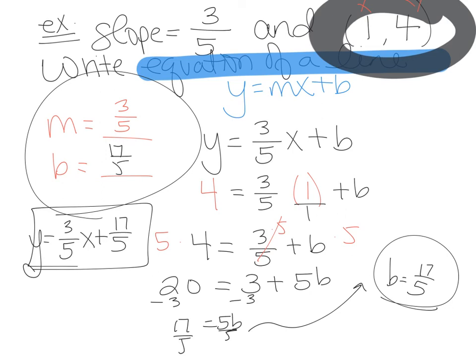Okay. Hopefully this is making some sense. Keep in mind, whenever you see the words equation of a line, y equals mx plus b, you need to know m and b in order to write your equation. And last but not least, remember, yes, I'm using x and y, and I'm turning them into numbers because of this ordered pair that the problem gave me. But my final answer has to have an x and a y. It can't have numbers.